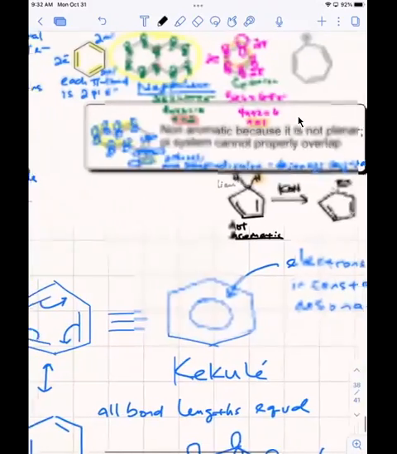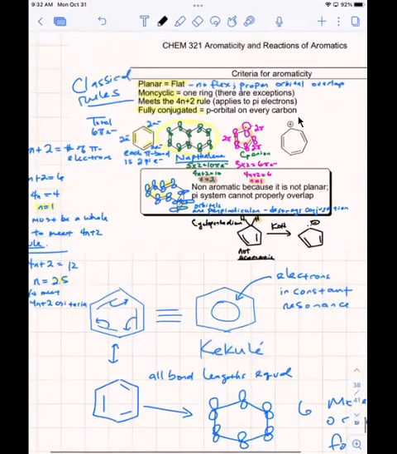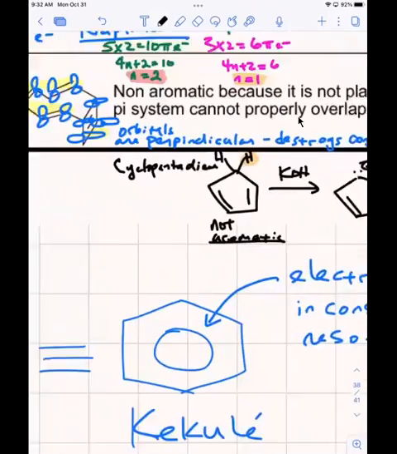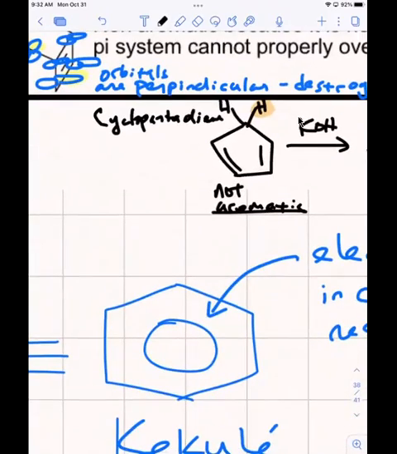If we look at the criteria, right? It's flat. It's monocyclic. Would it meet the 4n plus 2 rule? What would n be for this cyclopentadiene? Not the anion, because you have to treat that with a base to get to the anion. What would n be here? If we did, how many pi electrons are here? That's the question we'll start with.